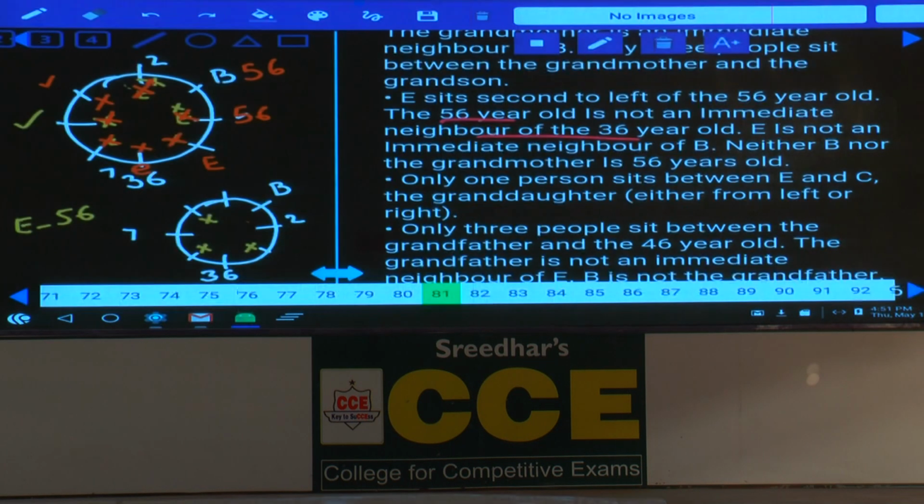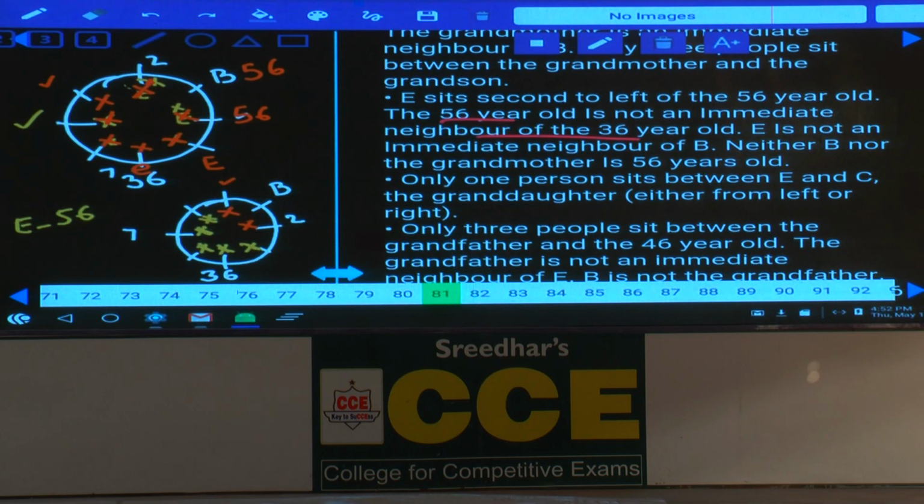As E is not an immediate neighbor of B, E cannot be here and E cannot be here. Are you following this one or not? As E cannot be at this place, then 56-year-old cannot be at this place because E sits second to the left of B. Are you following this one or not? Hence, now E cannot be, 56-year-old cannot be here, cannot be here, cannot be here.